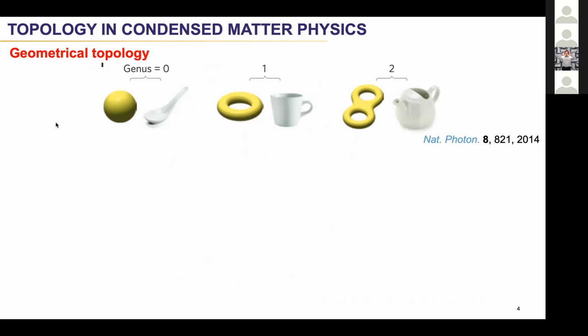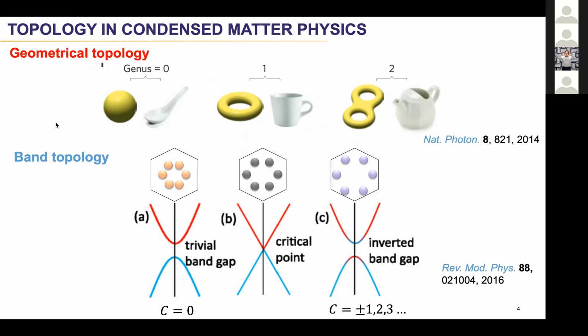Using this, geometrical shapes of different objects can be characterized using different invariants. As you can see here, different objects with different numbers of holes have different topology. However, in condensed matter physics, which will be relevant here, we use topology to characterize not the shape directly, but their dispersion bands.